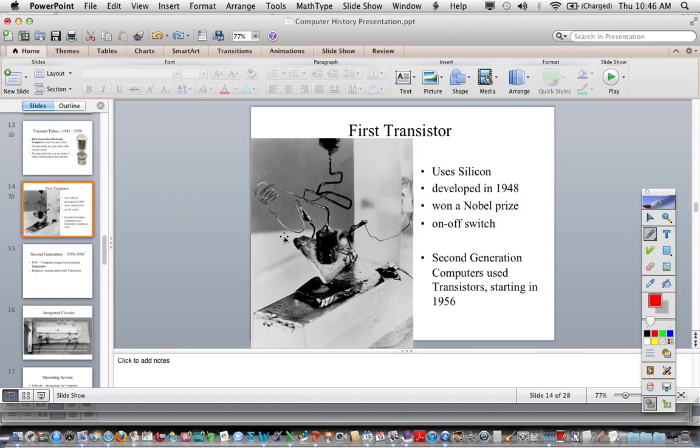Now, the transistor was developed in 1948, but it never really came into use until the 50s. There's always a lag between when something's first discovered and then making it profitable and mass producing it so that it can be used more widely. So as you get into the 50s and 60s, you get into transistors. Now, the thing about transistors is they use much less heat.